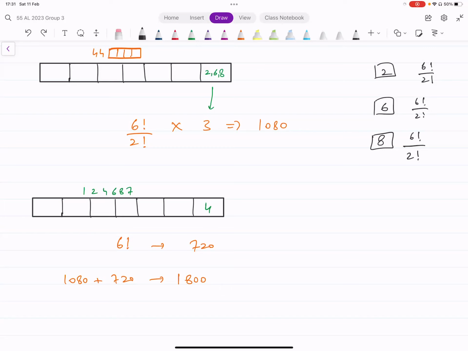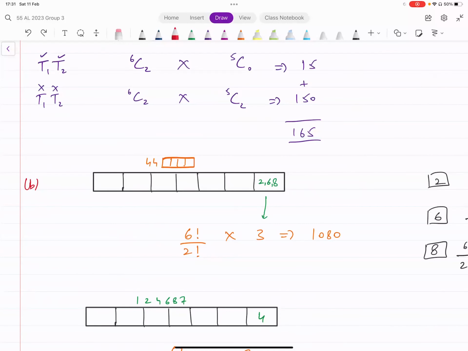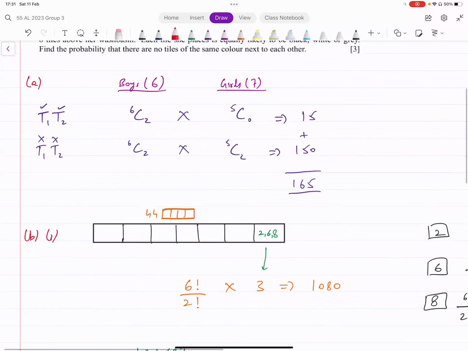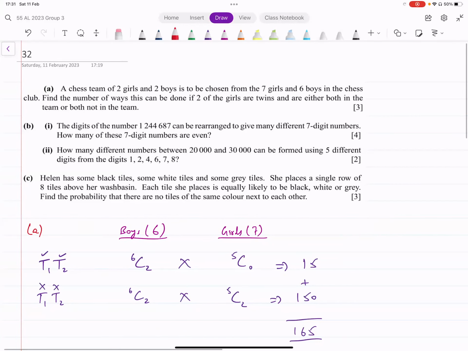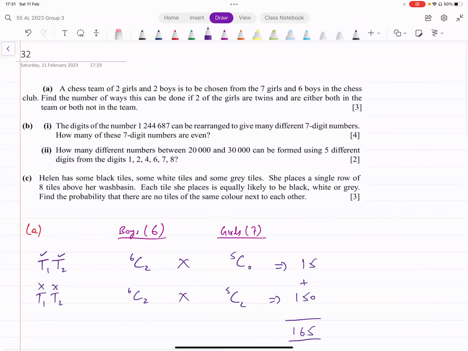Okay, let's move on. Let's look at B2 now. It has a lot of parts. Now we have B2. How many different numbers between 20,000 and 30,000 can be formed using 5 different digits from the digits 1, 2, 4, 6, 7, 8? Okay, now let me write that down here first of all. 1, 2, 4, 6, 7, 8. We want to figure out how many different numbers between 20,000 and 30,000 can be formed.